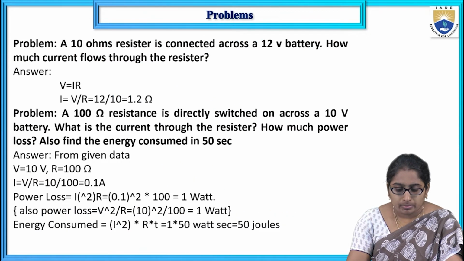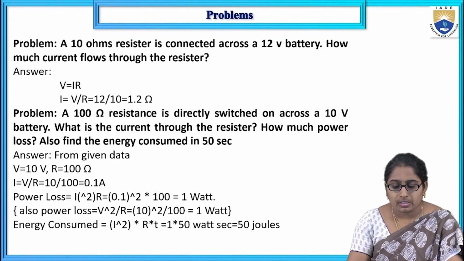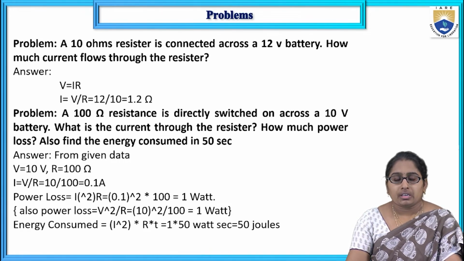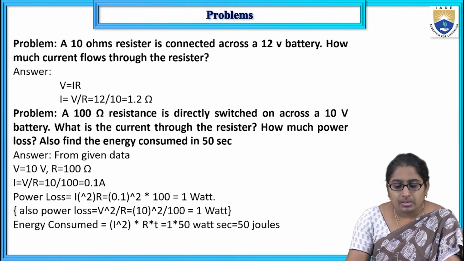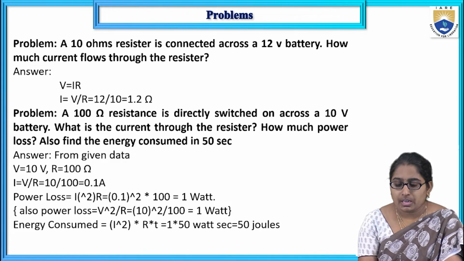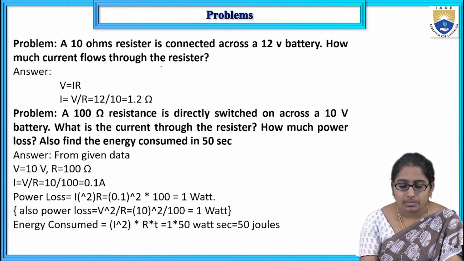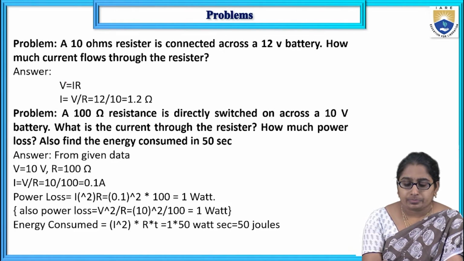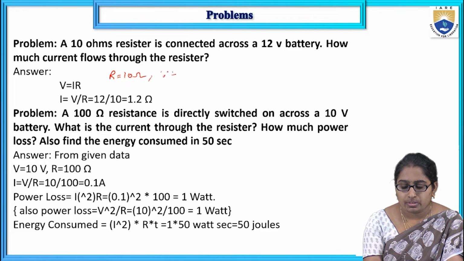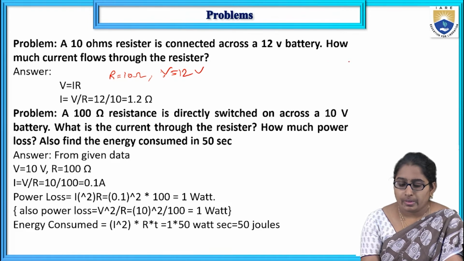Two small problems are given here based on the resistor energy and power equations. First problem: a 10 ohm resistor is connected across a 12 volt battery. How much current flows through the resistor? Resistor value 10 ohm and voltage of 12 volts are given, and they ask to calculate the current flowing through that resistor.